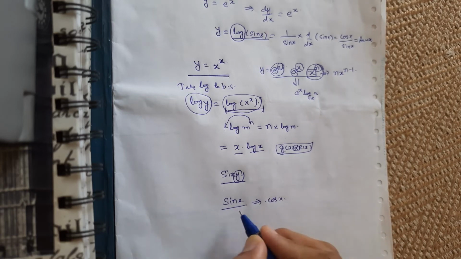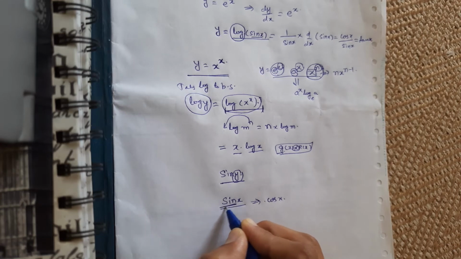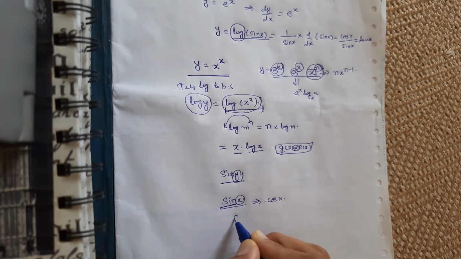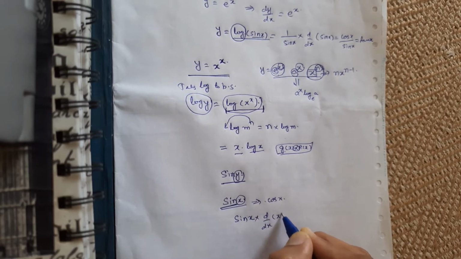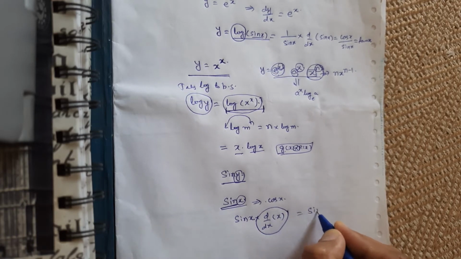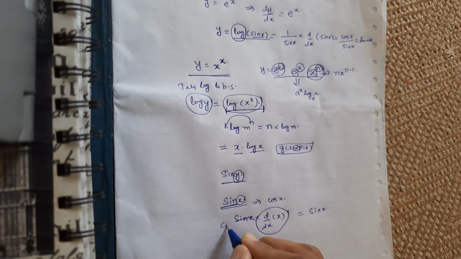But how is it cos x? My outer function is sine and inner function is x, so I will write the derivative of the outer function, sine x, multiplied by the derivative of the inner function, that is x. And d/dx of x is 1, we know that, so we get sine x, sorry, cos x we get.